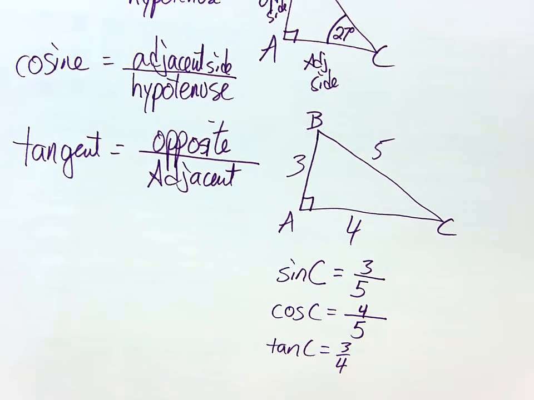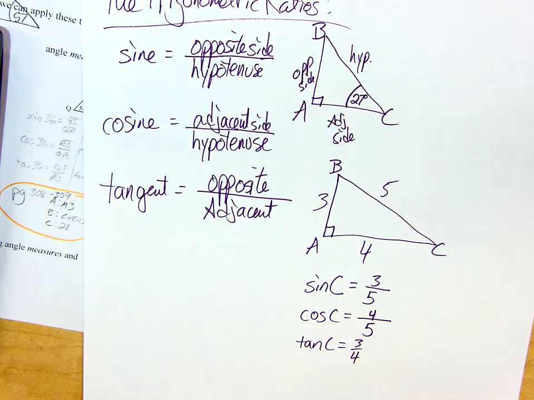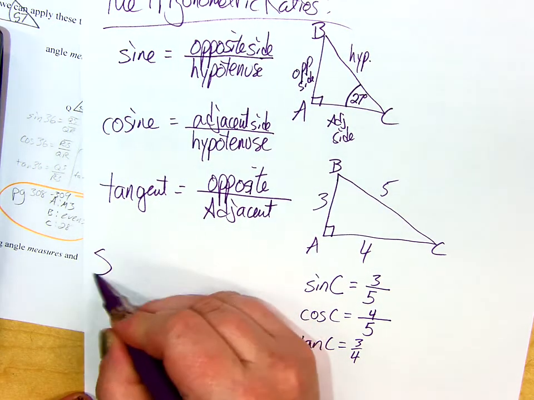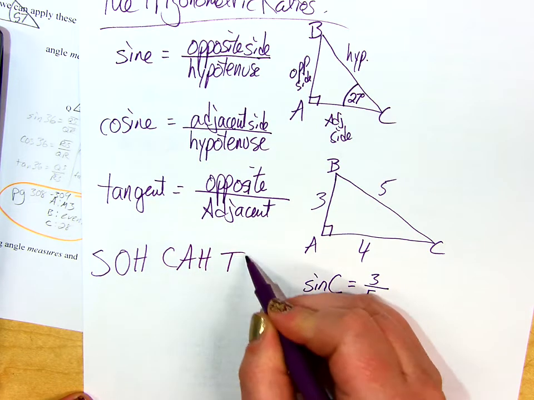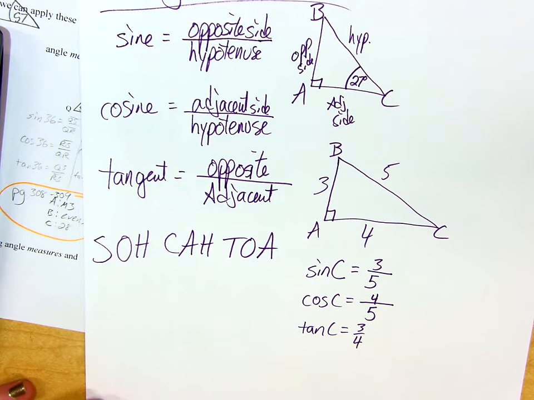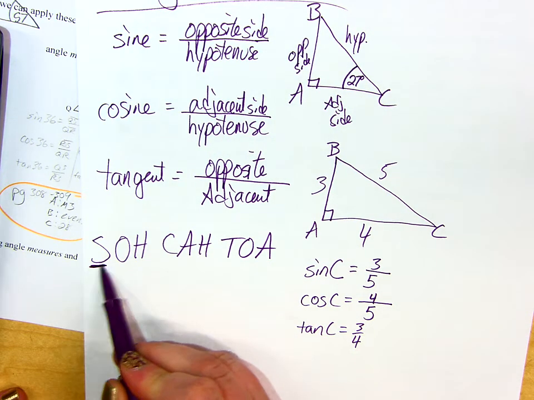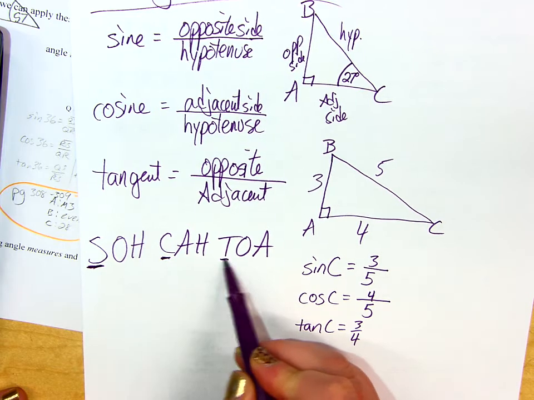Now, Miss Savia, how in the world am I supposed to remember all this? That magic word that I mentioned before, yes. So here's how it works. We have 3 chunks: sine, cosine, tangent.